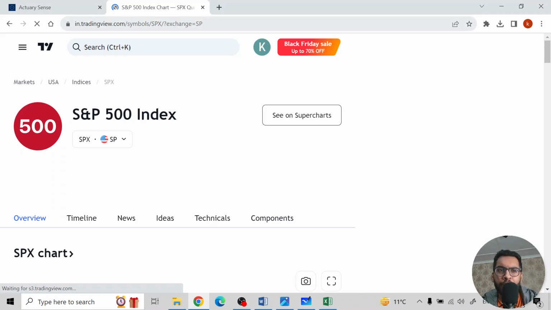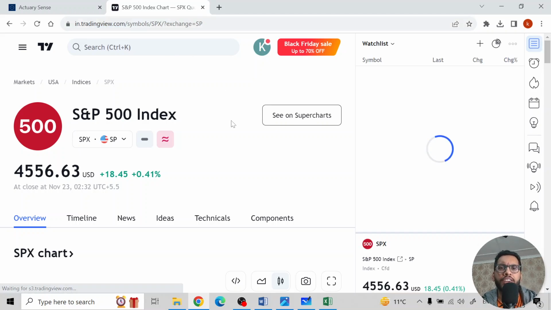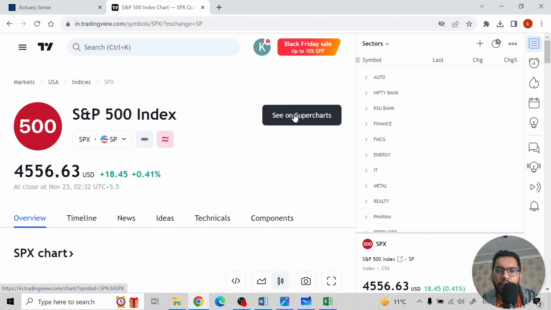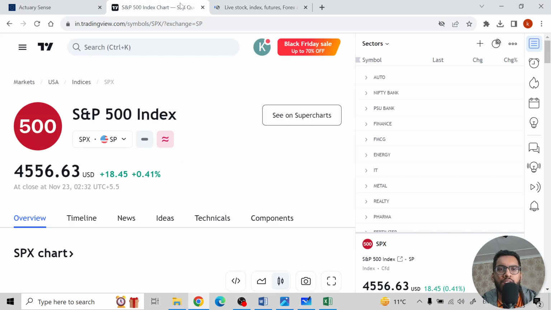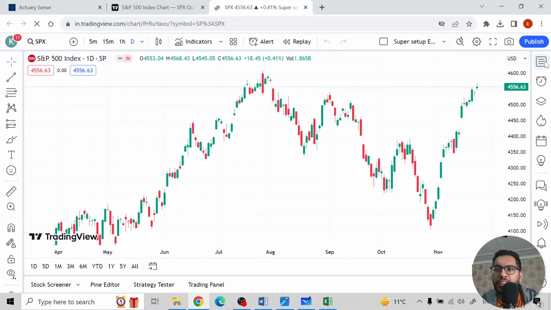If you are not from India, you don't have to type in dot. I think you can just simply type tradingview.com. It will pick your specific country based domain. So S&P 500 index. Right now the value is 4556. See this on a super chart. This is not a part of the course that we are doing, but I just wanted to show you that you can check this out from here as well about the returns that will be provided.